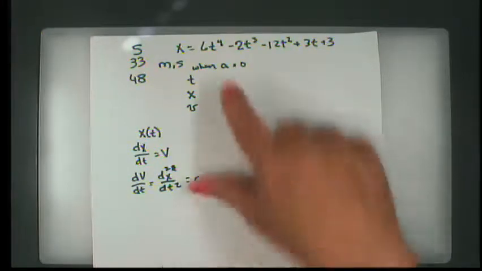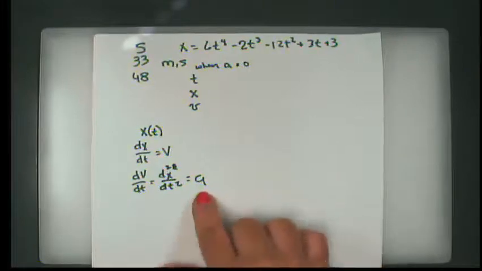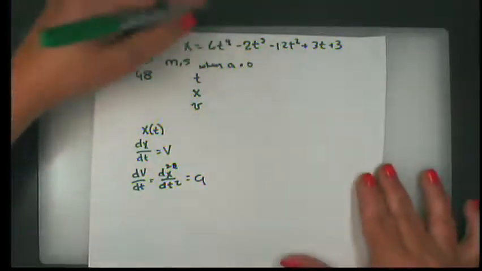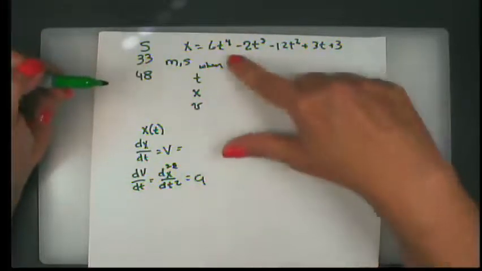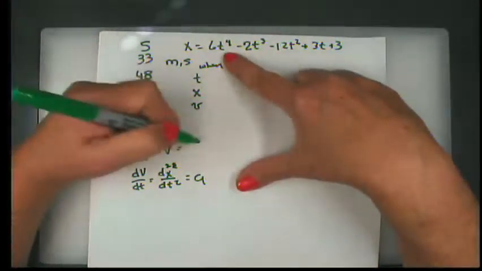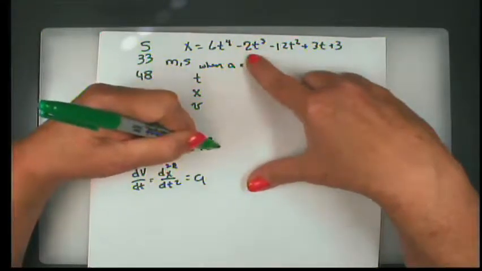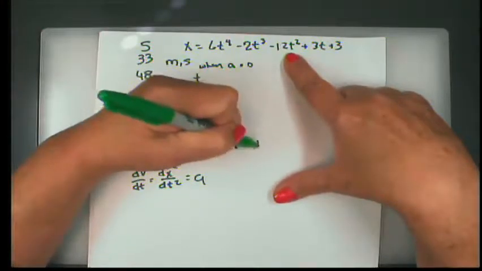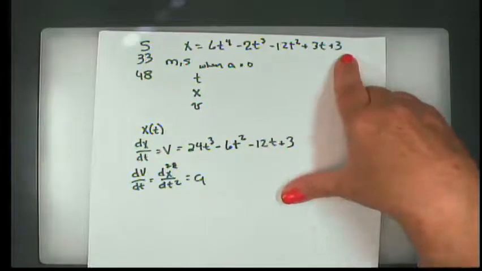So what I'm really looking for when I have a mathematical relationship like that, and it says when acceleration is equal to 0, I'm really looking for when the second derivative of that function with respect to time is equal to 0. All right, so let's go ahead and just do our derivatives first. My velocity then, which is dx/dt, is going to be 6 times 4, 24t to the third, minus 6t squared, just a polynomial, kind of nice, plus 3, and of course the constant term goes to nothing.